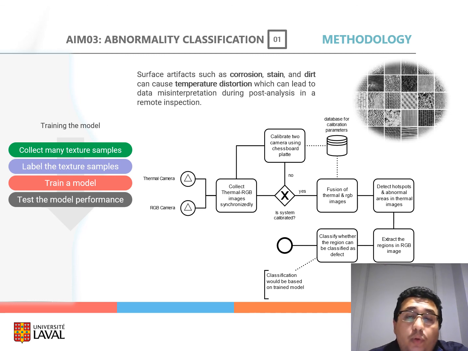How do we want to classify them? We use a trained model. For training the model, we collect many different texture samples. Also, we use some online texture datasets. Then we label them, we train the model, and if the result is significant, we can use it as a proven method.